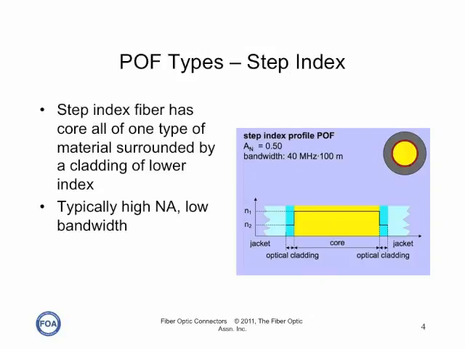Like glass multimode fiber, POF comes in two types, step index and graded index. The step index fiber has a core of one type of material surrounded by a cladding of lower index material that traps the light inside the core with total internal reflection. Typically, these fibers are high numerical aperture and low bandwidth fibers.